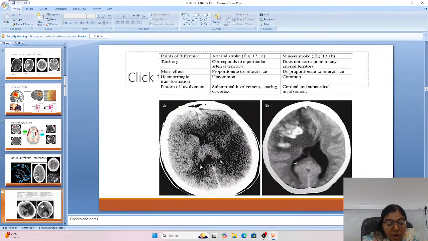Then grossly, how to differentiate between an arterial and a venous stroke? Arterial stroke corresponds to a particular arterial territory. Venous stroke does not correspond to any arterial territory. In arterial stroke, we are having a mass effect which is proportionate to the infarct size, but in venous stroke, this is disproportionate to the infarct size. And hemorrhagic transformation is very much common in venous stroke. And in the pattern of involvement, cortical and subcortical involvement is common in venous stroke. On the other hand, in arterial stroke, we are having the sparing of the cortex.